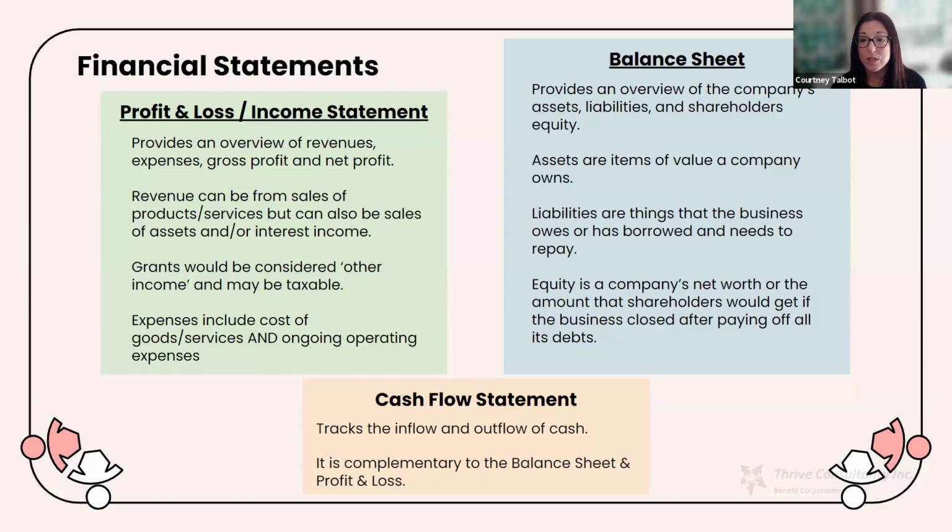Liabilities are things that the business owes or has borrowed and needs to repay. So for example, if you have an asset of a building, you might have a mortgage tied to that. The mortgage is the liability that you owe someone else for something. Liabilities can also be short-term loans, notes payable, things like that. Again, things that the business owes.